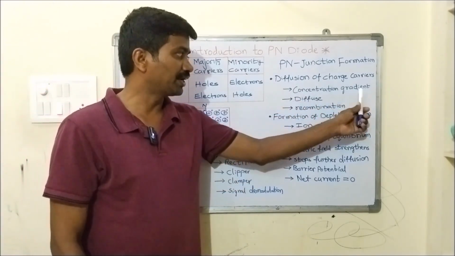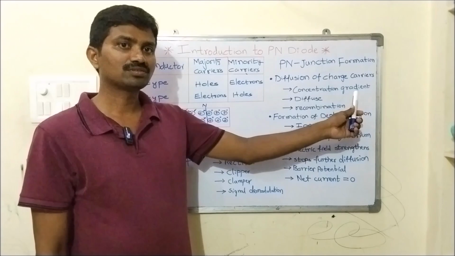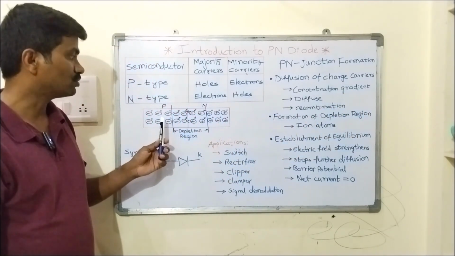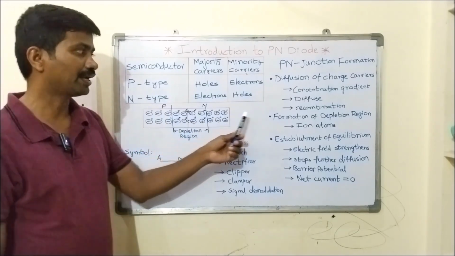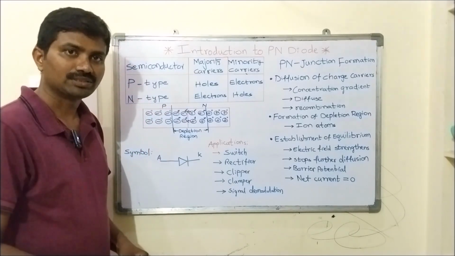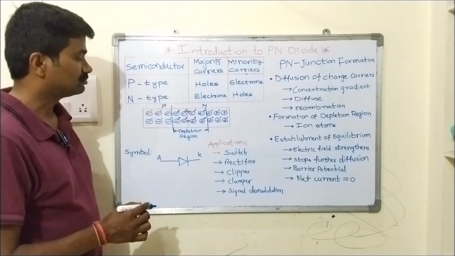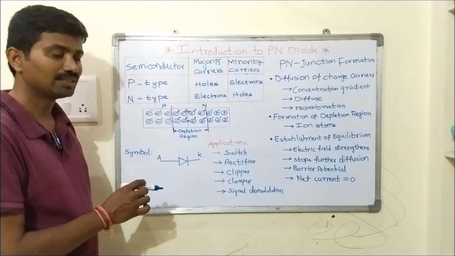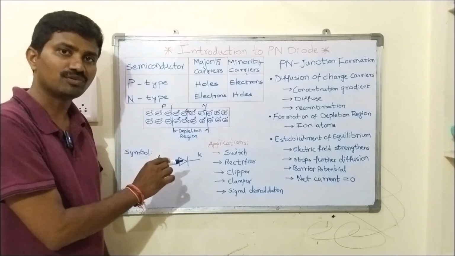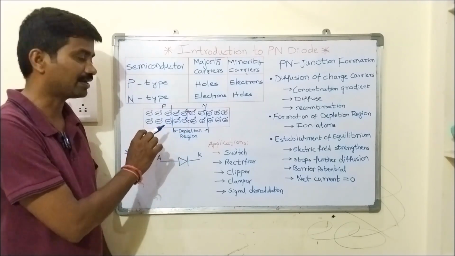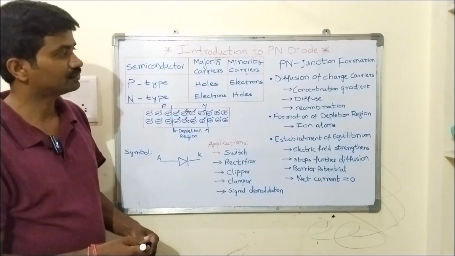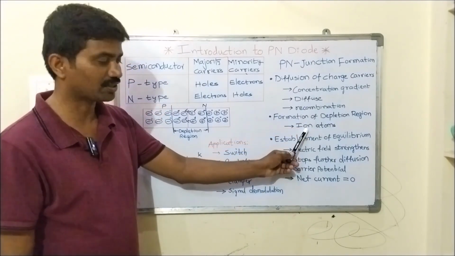Because of this concentration gradient, the electrons from N-type to P-type diffuse, and holes from P-type to N-type diffuse through the junction. While they are moving through the junction, the electrons and holes recombine and they leave positive ion on N side and negative ion on P side. The ions are immovable. After recombinations, ions are created.